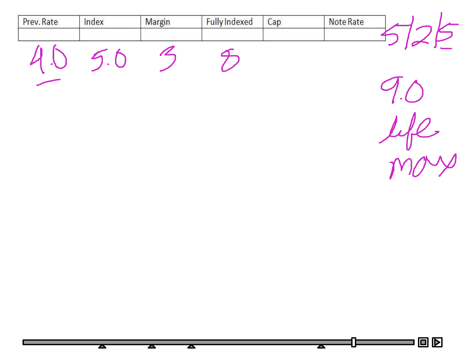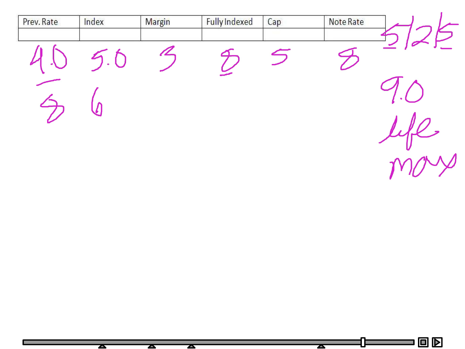Remember, that is the rate to which the loan would like to adjust if the caps will allow it. Well, because this is the first time adjustment, the cap is 5%. So that means this loan could actually go up to 9%. Because the fully indexed rate is within that adjustment range, we will adjust to the fully indexed rate. So that 8% becomes our previous rate.